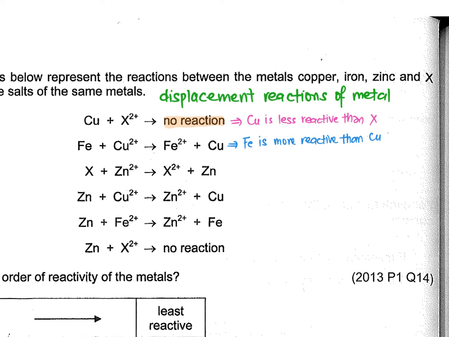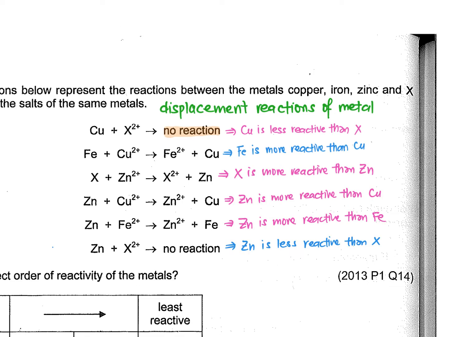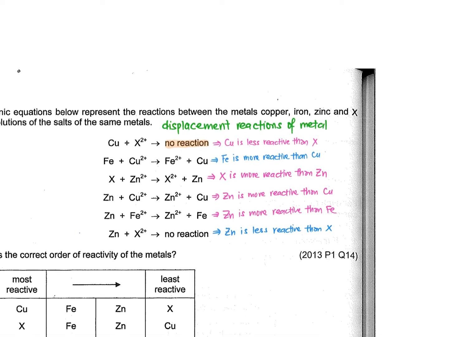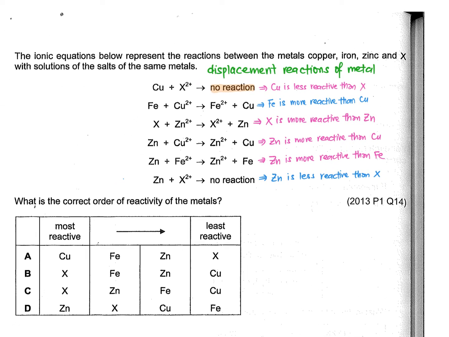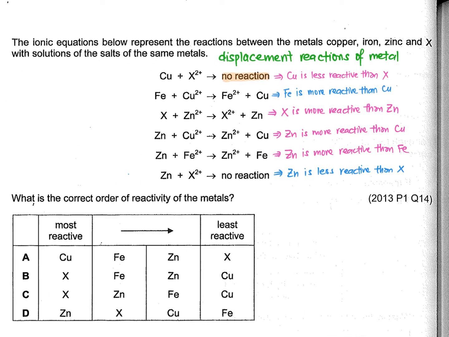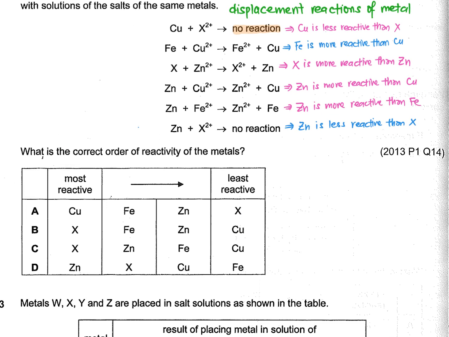So let me just do the conclusion for the remaining 4 reactions. Based on the conclusion, you'll be able to figure out the correct reactivity of the metals. What is the easier way to go through this? Basically, you'll be able to arrange the reactivity for copper, iron, and zinc because this is part of your reactivity series. So you just need to know exactly where the position for X is. Let's just run through the options to make sure that they are placed correctly.